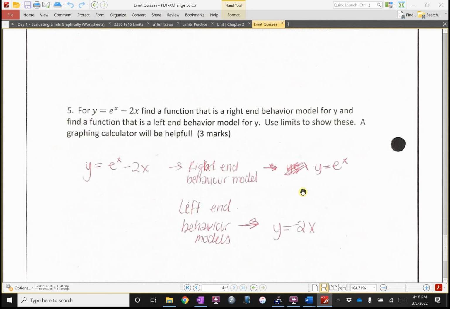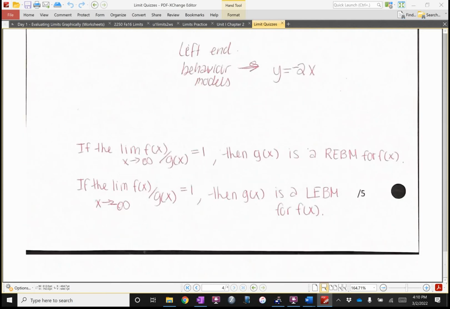So here's the right-hand behavior model and left-hand behavior model. For right-hand behavior model, let x approach positive infinity. For left-hand behavior model, let x approach negative infinity. This is a bit tricky with e to the x. You'd have to do a little bit of math along the way, but it would be doable. So that's kind of the two quizzes.